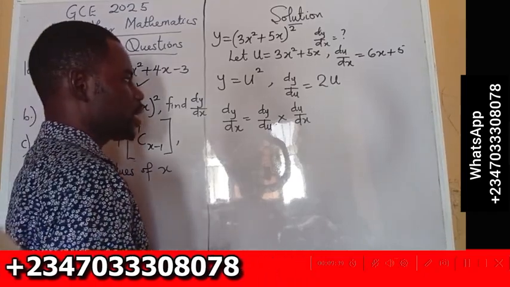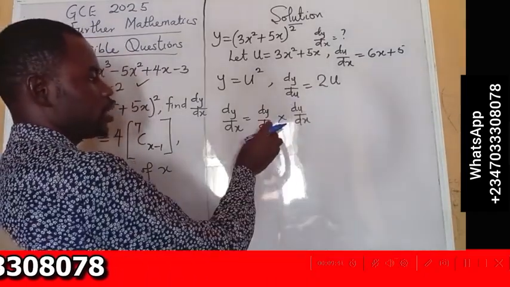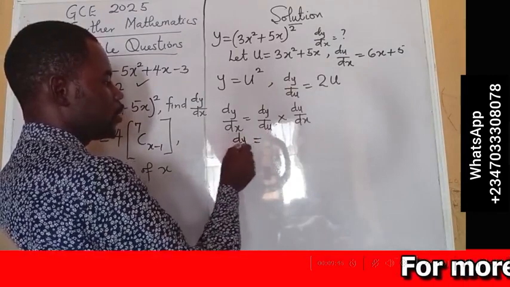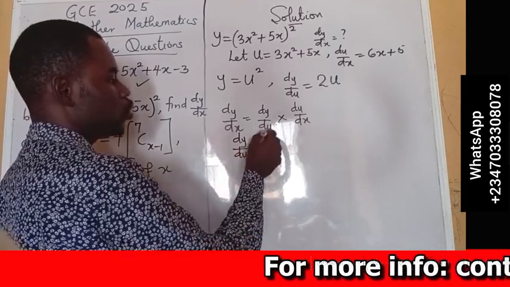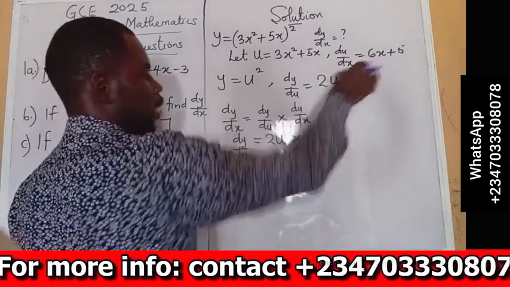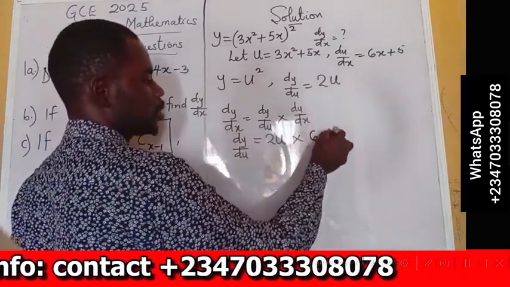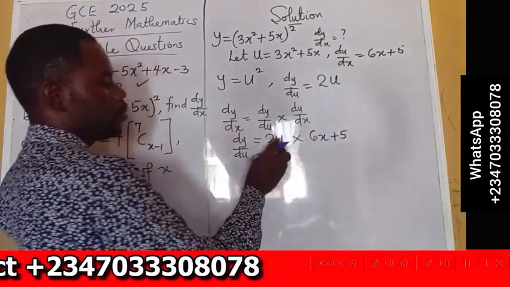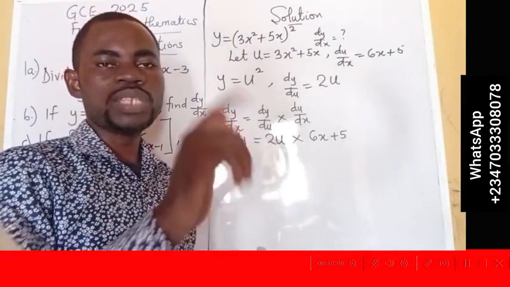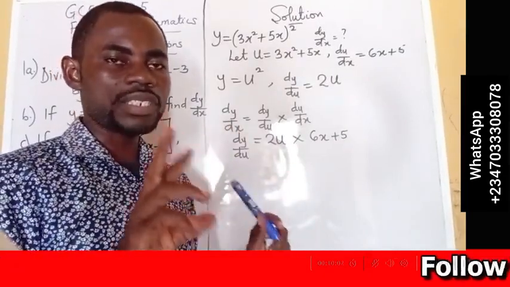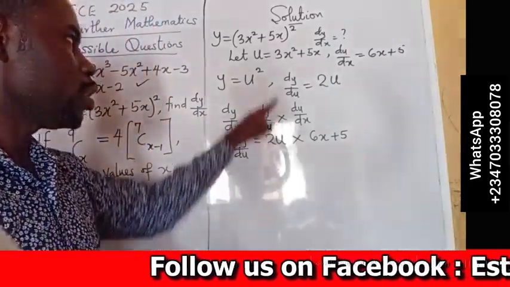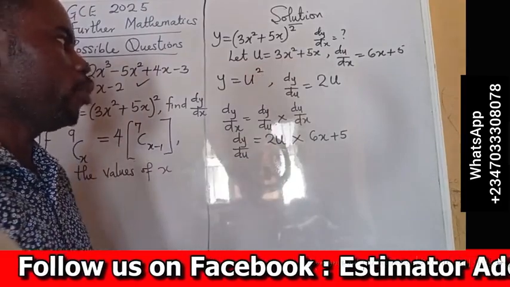So with that, what is my dy dx? That is 2u. That is dy dx equals 2u times, what is du dx? I have this, which is 6x plus 5. Remember, nobody gave me u in the question. I created u. Now u has finished its job. I need to return to the original question. What is the u? The u is 3x squared plus 5x.